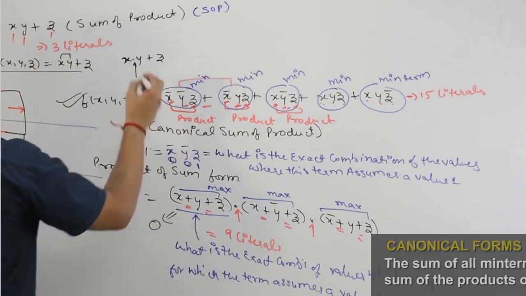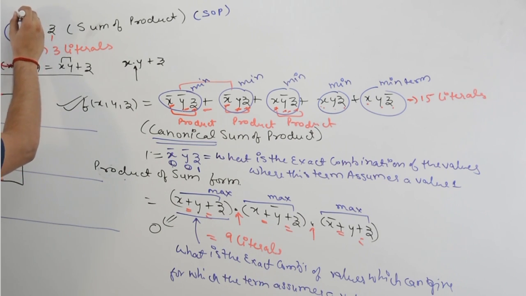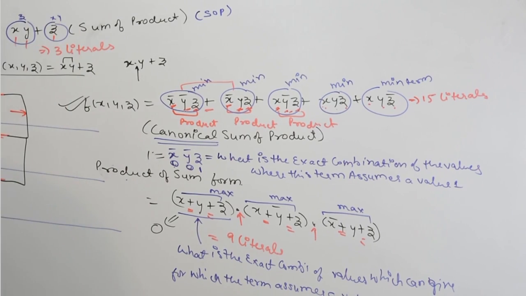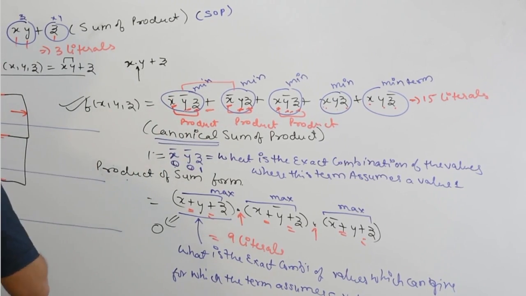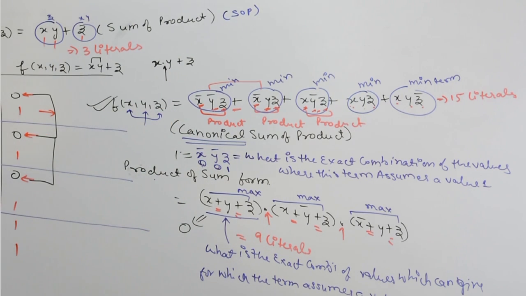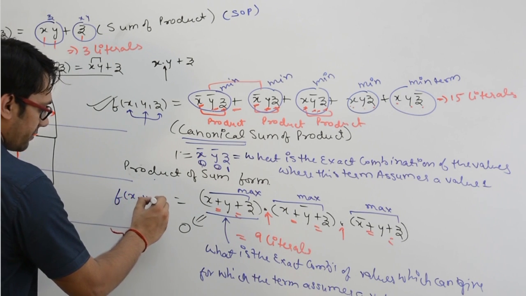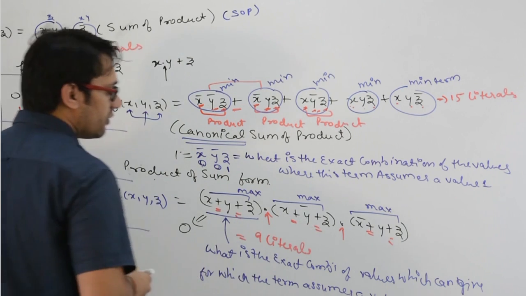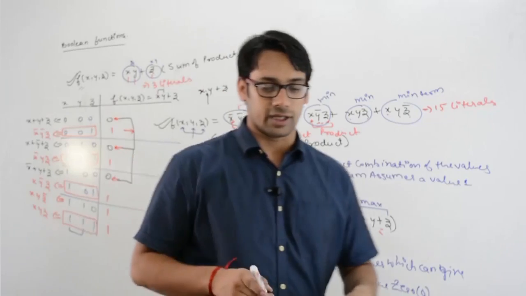So what is the small difference between sum of product and the canonical sum of product? In case of sum of product, it is not necessary that every minterm contains all the variables. For example, in this minterm z is missing, and in this minterm x and y are missing. In case of canonical sum of product, every minterm will have all these 3 variables which are there in the function. And this is a canonical max term. If we have a function f of x, y and z, then all the max terms will be containing all these variables.